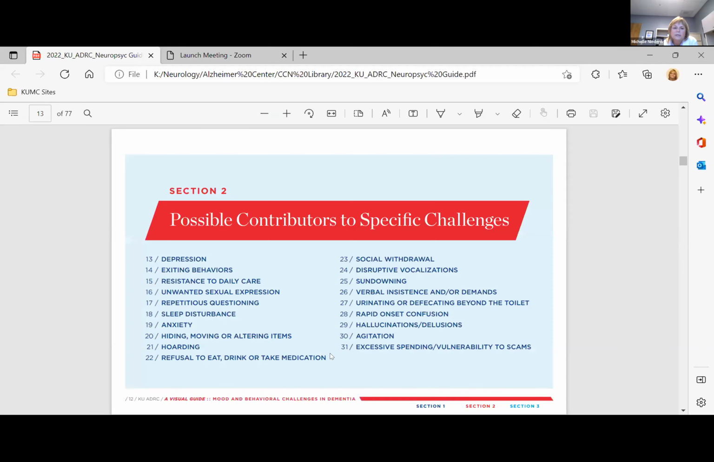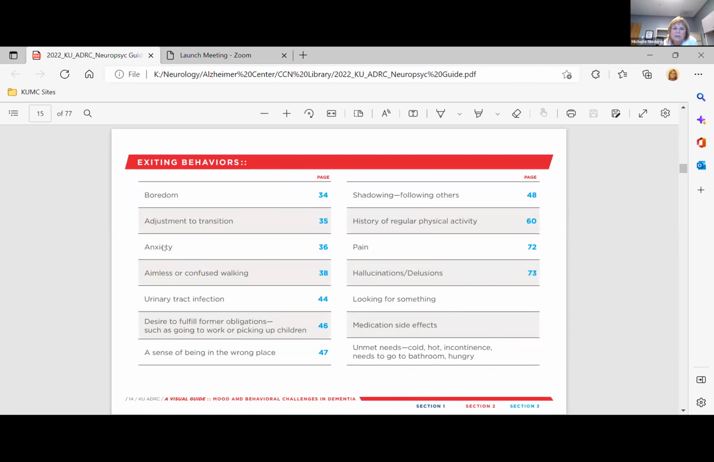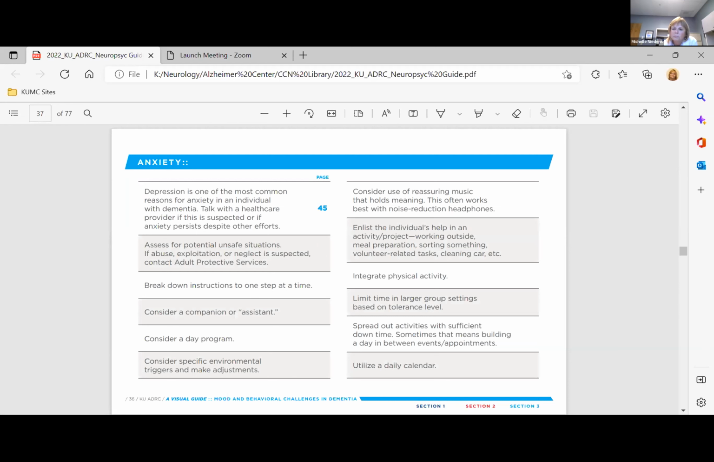So we go back to section 2 and we're back on exiting. And so maybe we think, well, I don't think it's boredom. Maybe it is about anxiety. So then there's a set of thoughts. There's a set of activities to try, interventions to try in that section. So it ranges from communication changes to activities to recognizing the effect of stimulation, all of those kind of things.